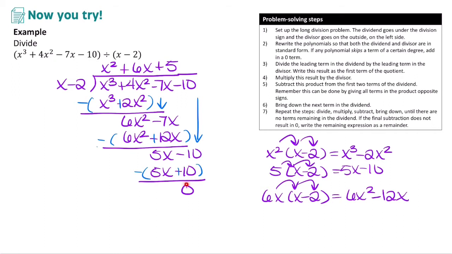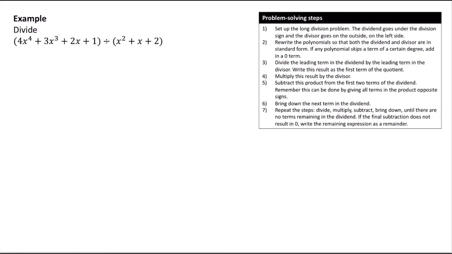And then when we subtract those, we switch the signs. So 5x minus 5x is 0. Negative 10 plus 10 is also 0. So the quotient is x squared plus 6x plus 5. So now let's try this example.